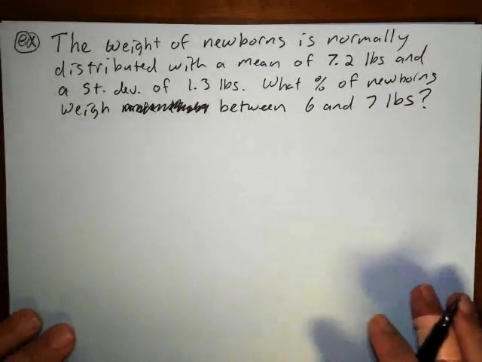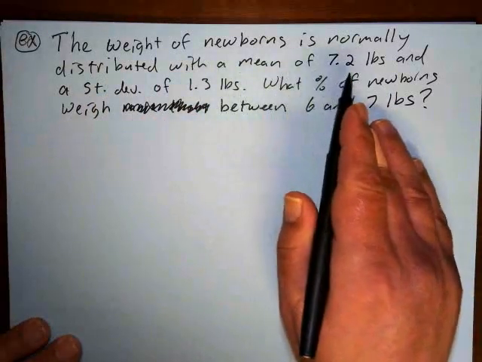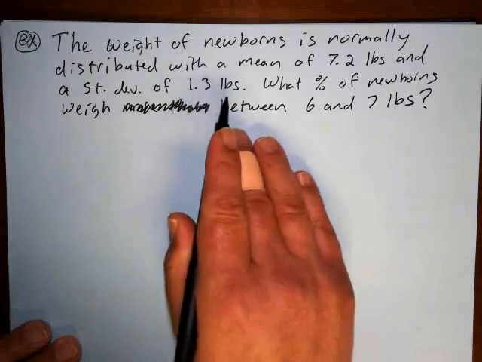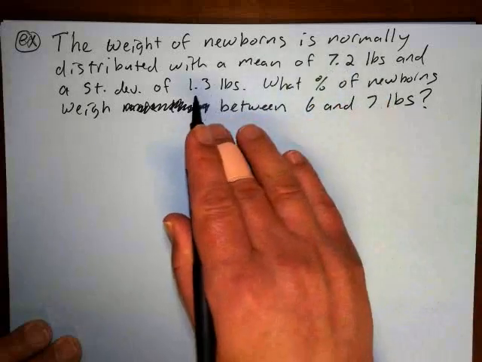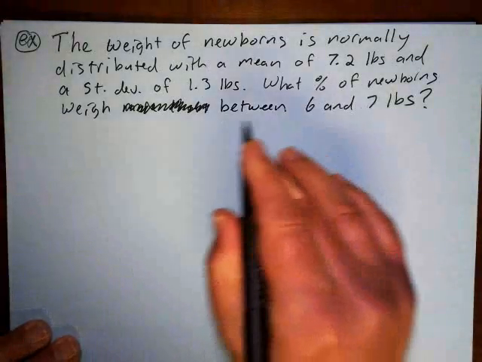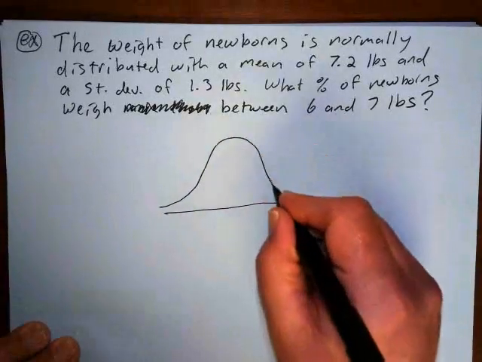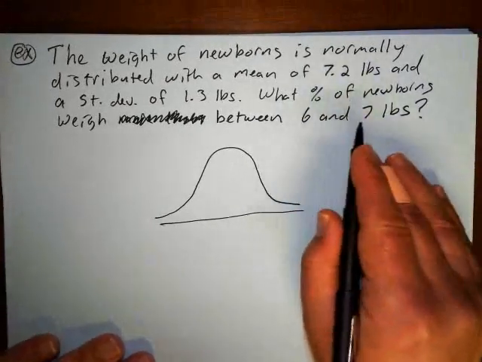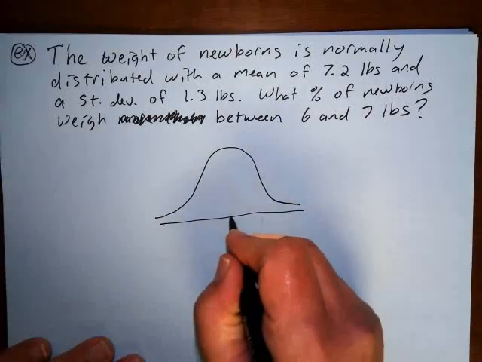to try. Okay? So in this one it says the weight of newborns is normally distributed with a mean of 7.2 pounds and a standard deviation of 1.3 pounds. So the mean weight is 7.2 pounds, standard deviation of 1.3 pounds. Now it asks what percent of newborns weigh between 6 and 7 pounds. So what you see here is that this is actually a between probability. This is the third case where we're going to get two different z-scores here. We're going to have to find the z-score for each one, and we're going to find the area between them.